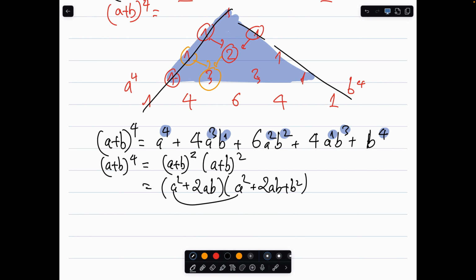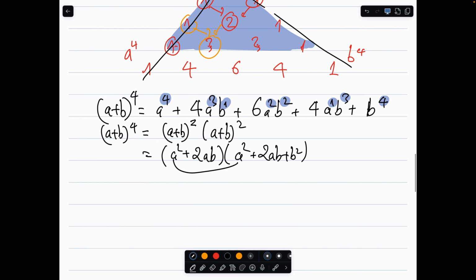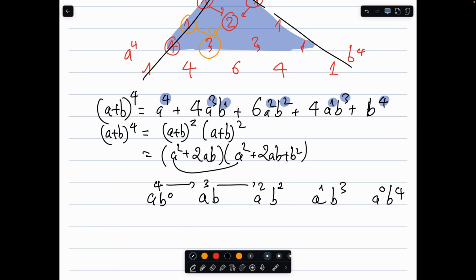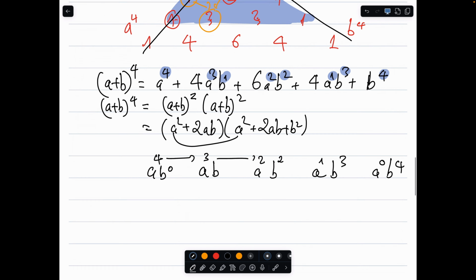Another thing is that look at the powers of A. The first term is A4, and then the second term is A3. Why? Because B is now attached to that, and then A2, because B square is now there, and then A1, because B3 is there, and then A0, because B4 is there. So here, if you look at A, the power is going down, right? By 1, starting from 4. If you look at B, the power going up, starting from 0 to 4. That's it.